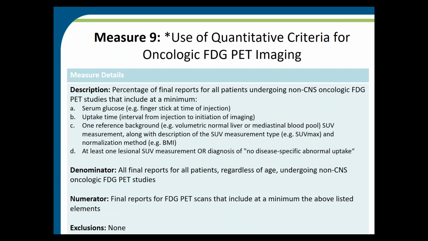Next, this is the use of quantitative criteria for FDG PET imaging. This is the percentage of final reports for non-CNS oncologic FDG PET that include the following items at minimum. So pretty straightforward measure. It's patients who are undergoing those types of FDG PET studies for the denominator, and then the numerator is whether those final reports included those items listed above.